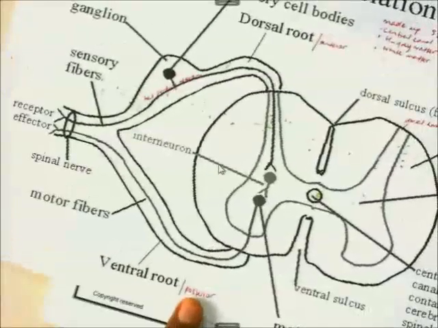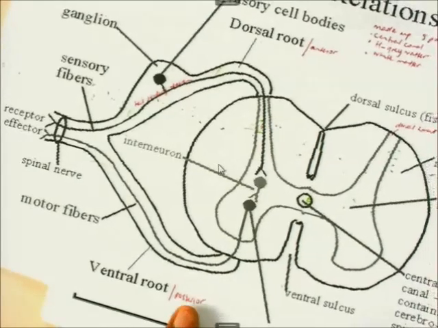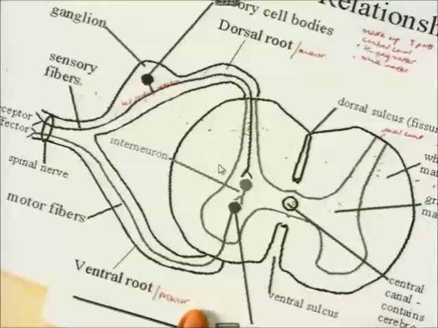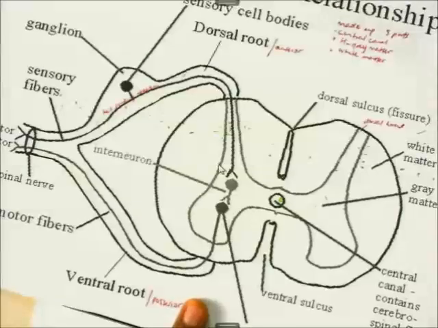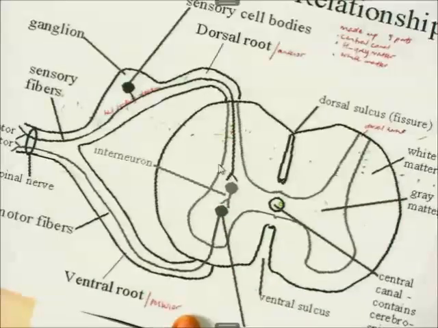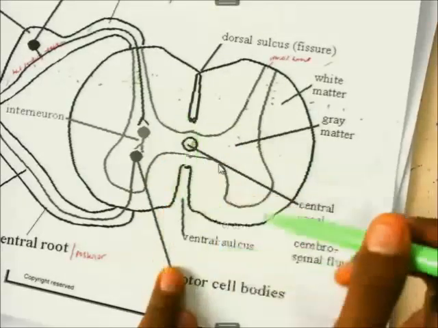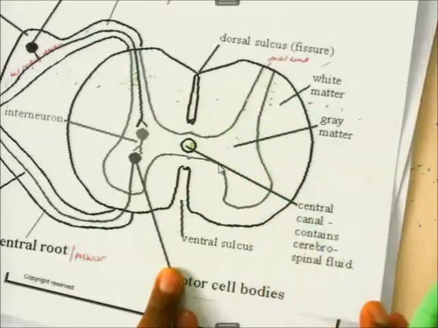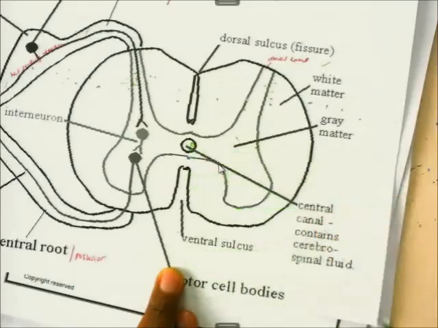Now we said that the nervous system is divided into the central nervous system and the peripheral nervous system. Here we have the spinal cord as part of the central nervous system. The neurons that we have just talked about are found in the spinal cord. The spinal cord is divided into left and right by means of two fissures, the dorsal fissure, the upper one, and the lower one called the ventral fissure.